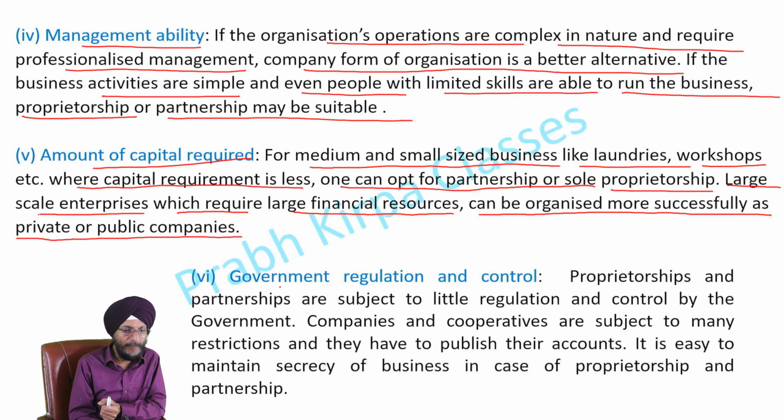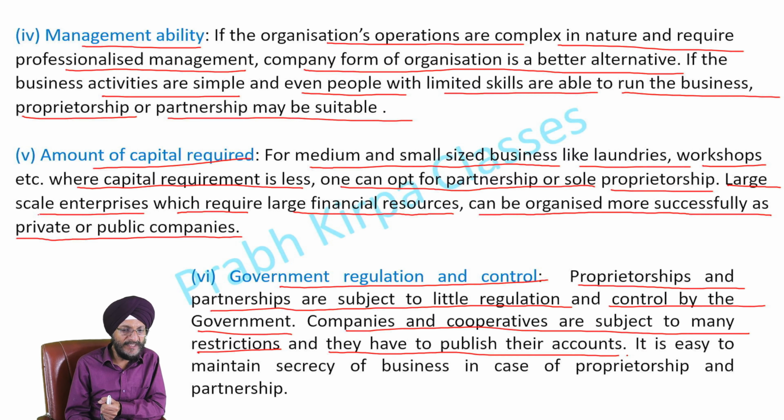Next point is government regulation and control. Proprietorship and partnership forms of business are subject to little regulation and control by the government. Companies and cooperatives are subject to many restrictions and they have to publish their accounts. It is easy to maintain secrecy of business in the case of sole proprietorship and partnership form of business.